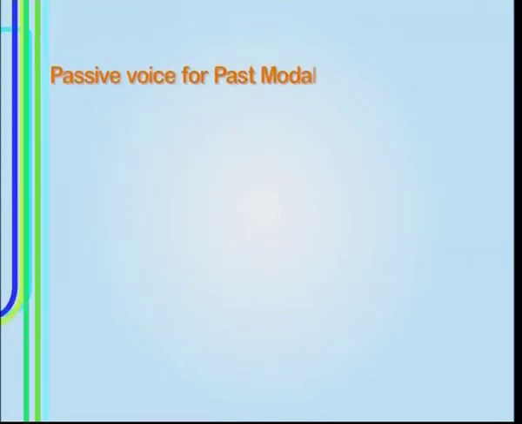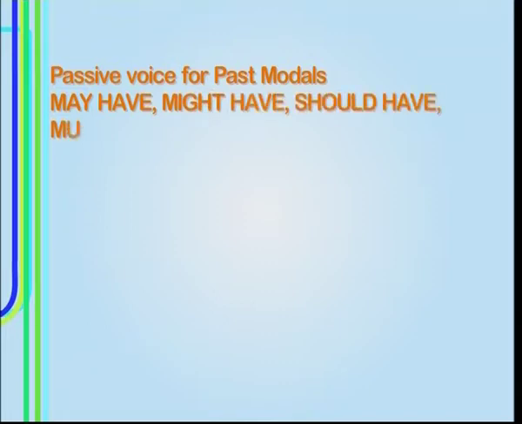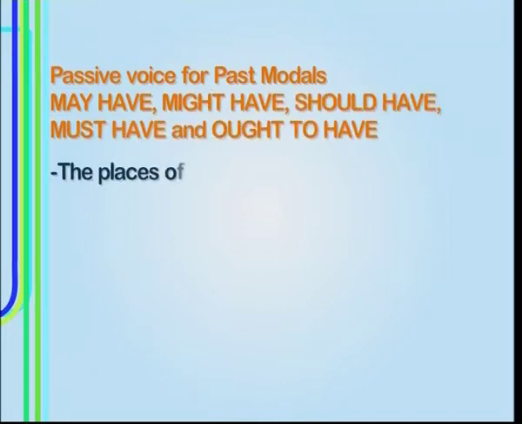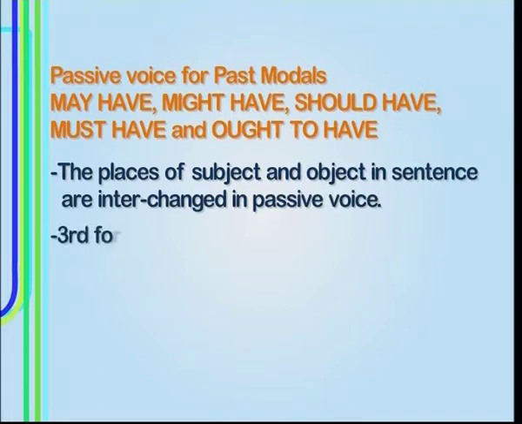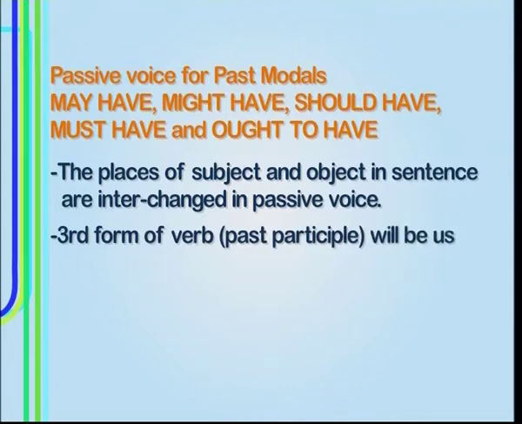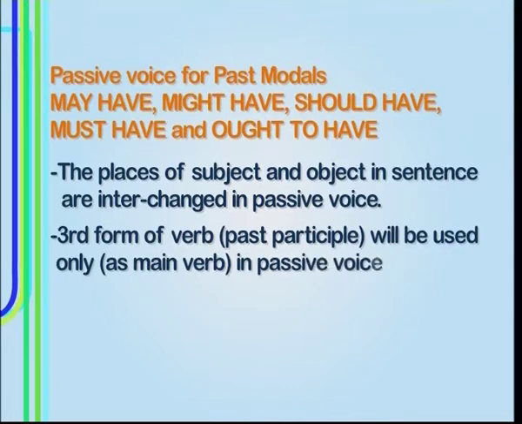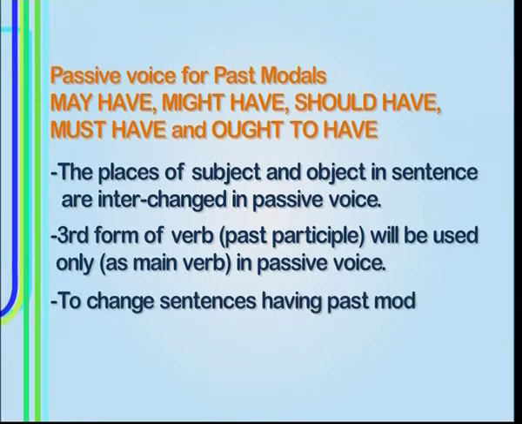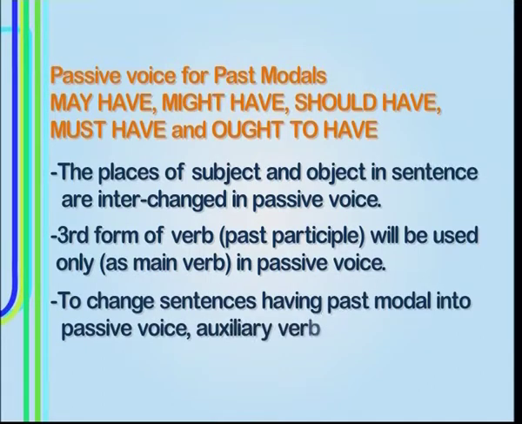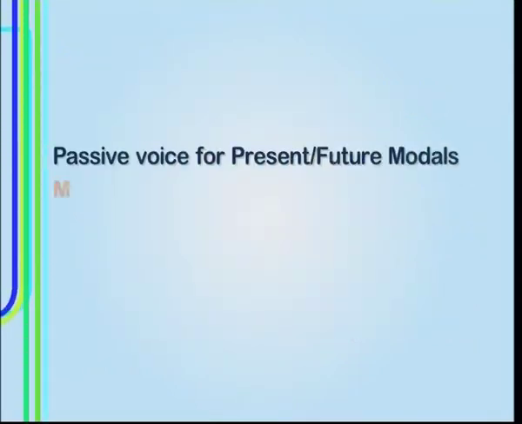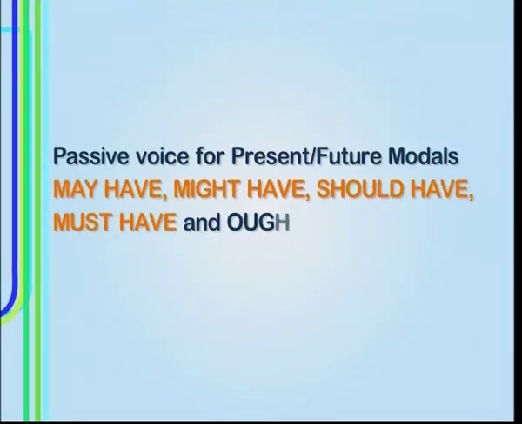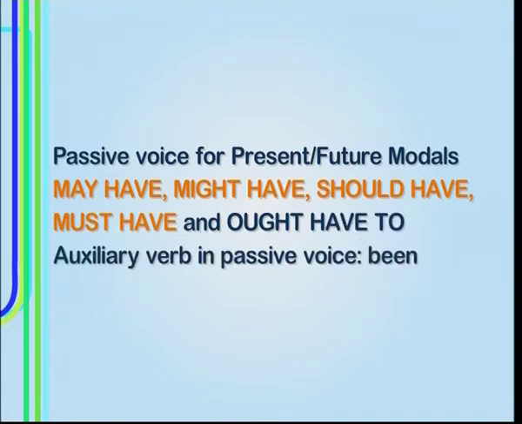Passive voice for past modals: may have, might have, should have, must have, and ought to have. The places of subject and object in a sentence are interchanged in passive voice. The third form of the verb, past participle, will be used only as the main verb in passive voice. To change sentences having a past modal into passive voice, the auxiliary verb been is added after the modal in the sentence. Auxiliary verb in passive voice: been.